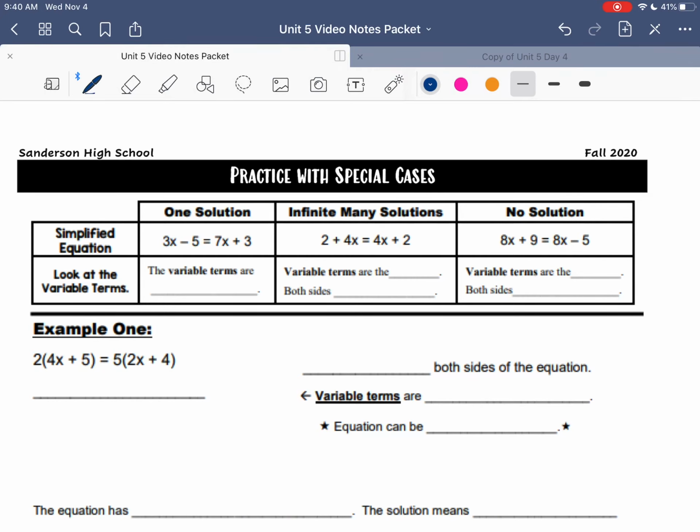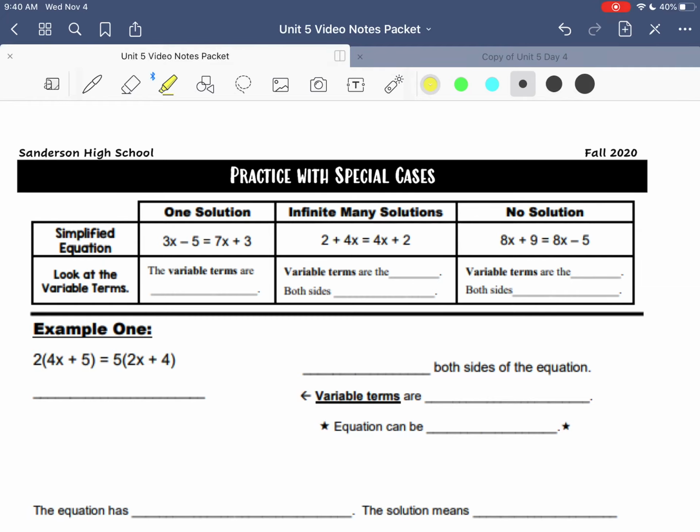So this does rely on your equation being simplified. When we say simplified, we mean no parentheses, we mean all terms are combined. But when they are simplified like that, we can actually just look at the equation and know what kind of solution it's going to have. So if you are following along on paper, I don't necessarily think you need to write down this top part. I'm going to talk you through it, but I would definitely write down the bottom examples.